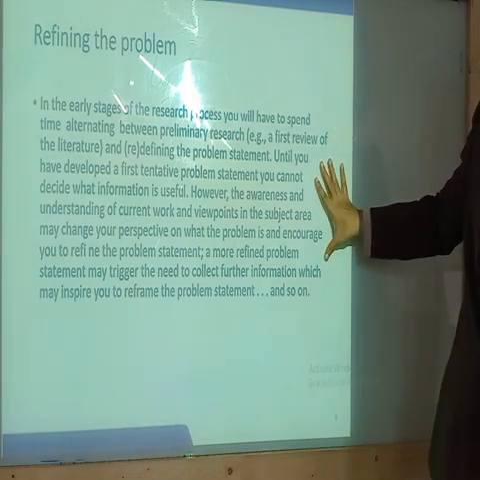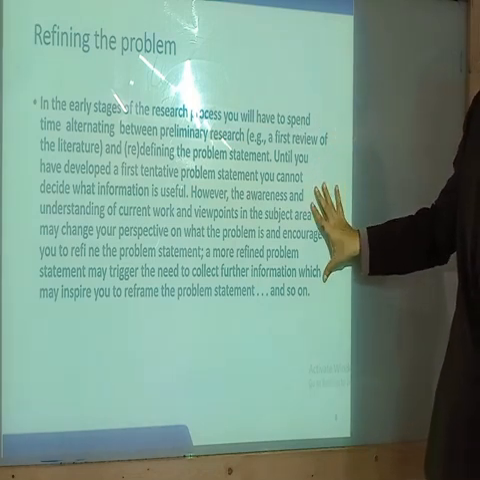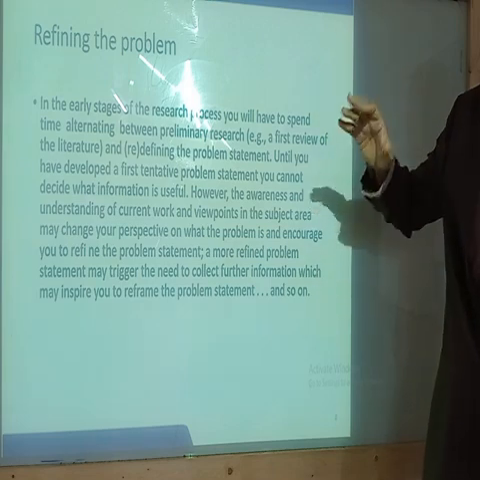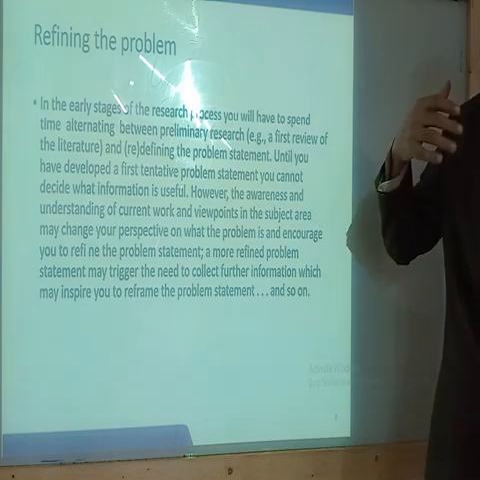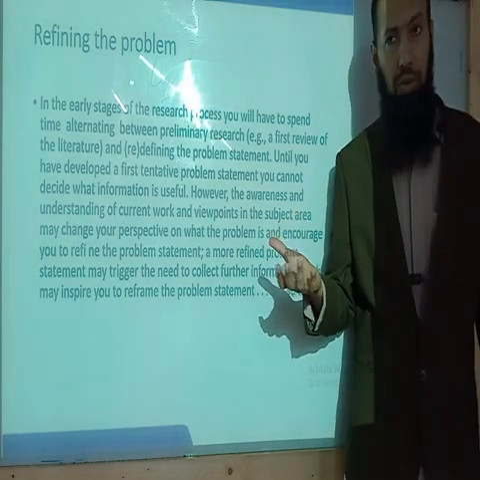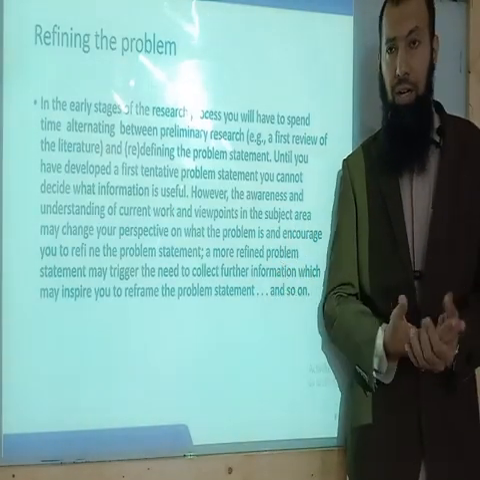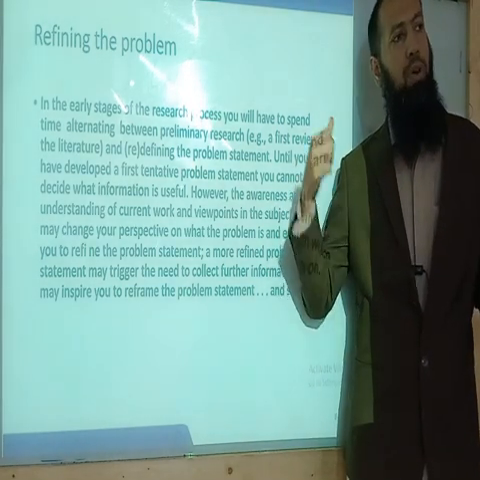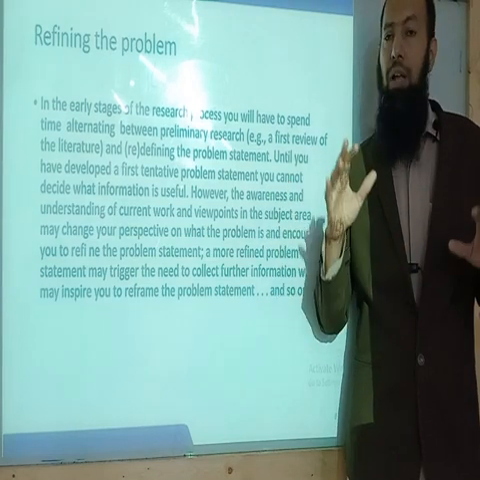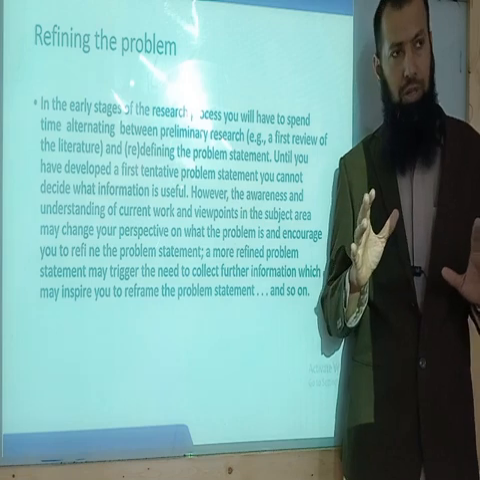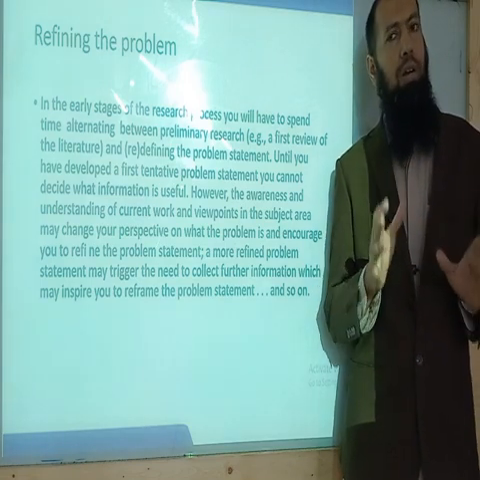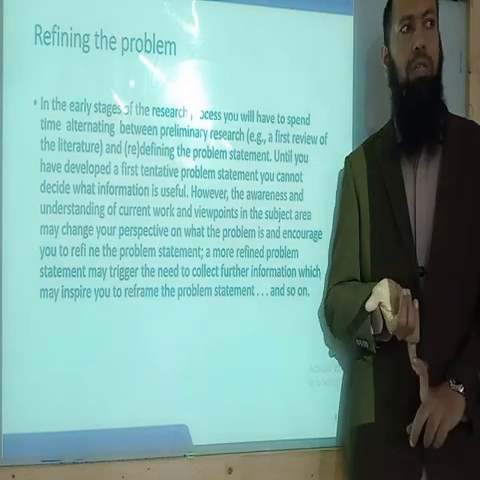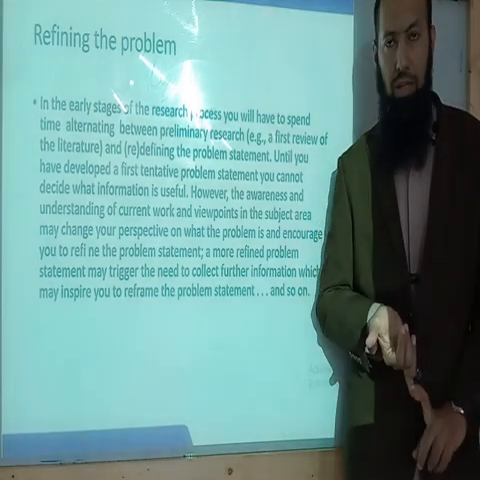Refining the problem is very important, and we refine the problem with the literature. Literature supports us to refine the problem, and we find multiple factors with the literature. What are the critical factors? These critical factors are very important to develop the hypothesis. As we already studied in the hypothetico-deductive method, we need to develop the hypothesis. Without a hypothesis, you cannot conduct any scientific research.